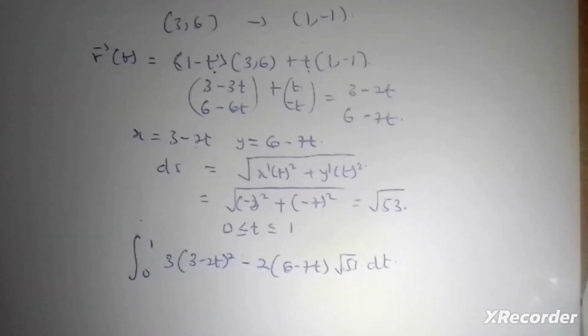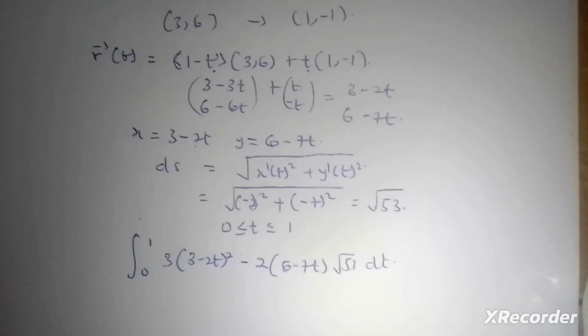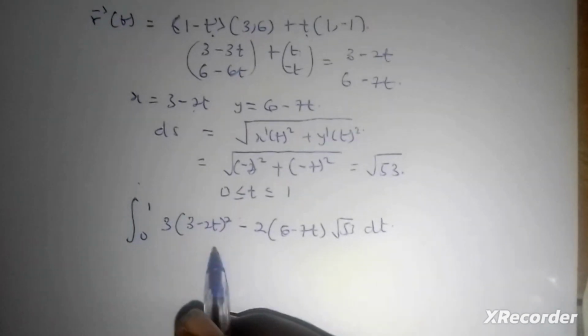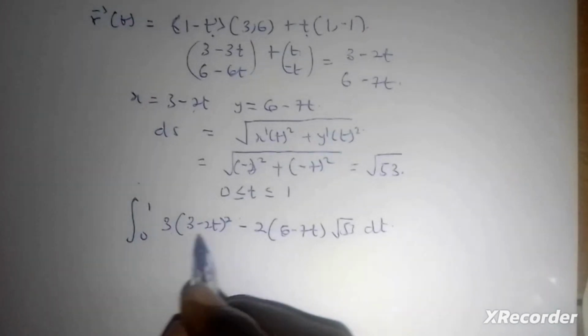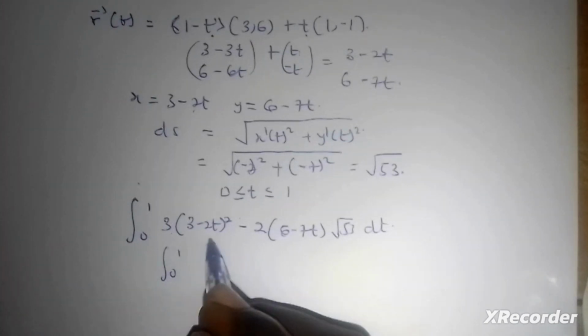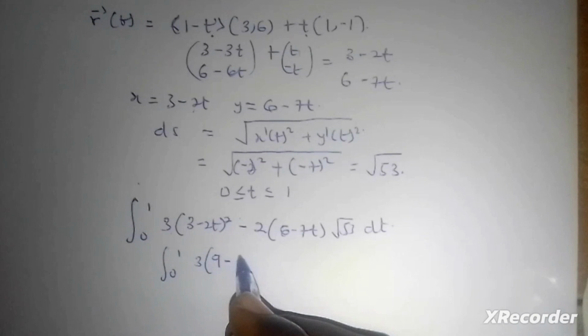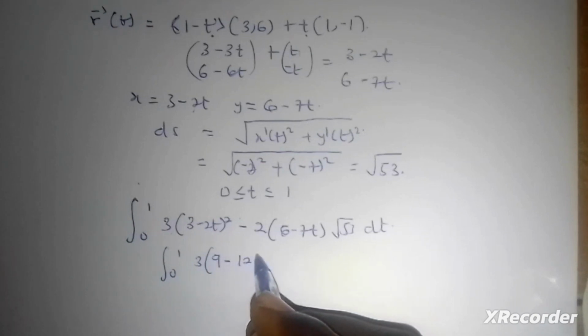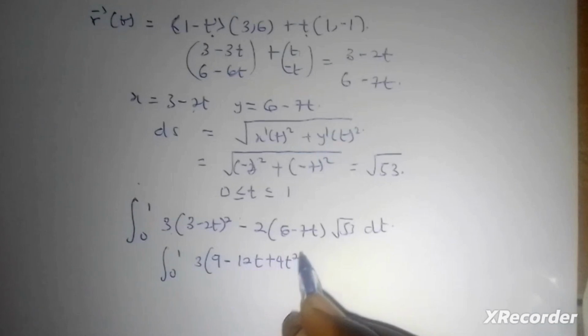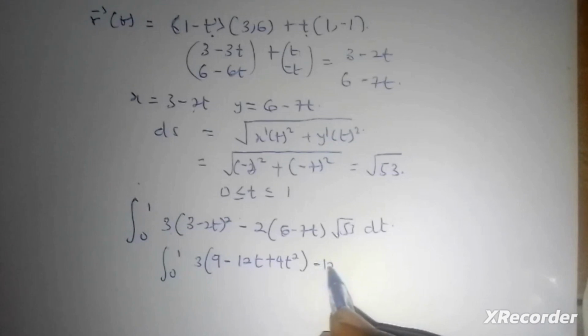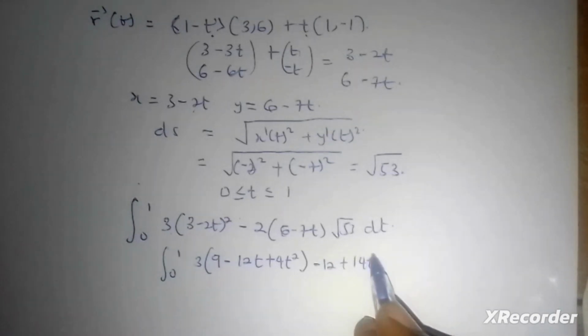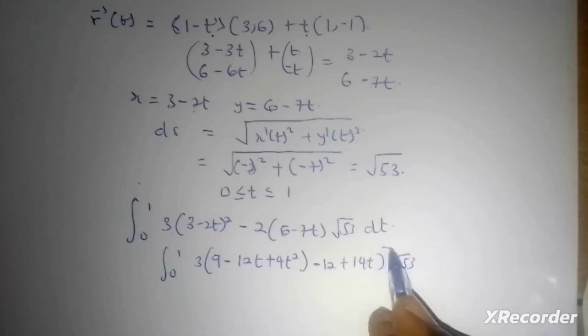Then the next thing is to simplify this expression. How do you go about that? If you have this, I'm going to have my 3 out. So let me simplify here. Integral 0 to 1. This becomes 3 multiplying (9 minus 12t plus 4t squared). Then this place is minus 12 plus 14t, everything multiplying the square root of 53.